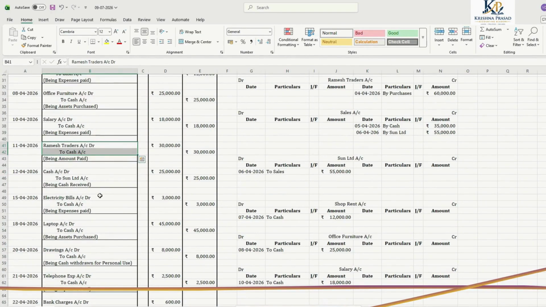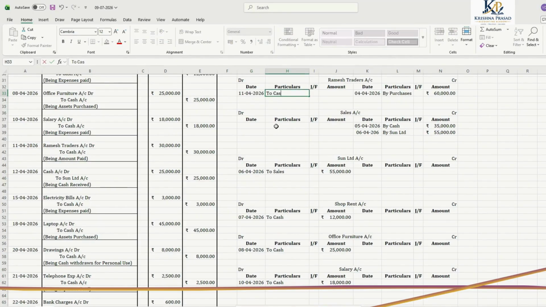Ramesh traders account data to cash account. We need to create Ramesh traders and cash. But unfortunately both the accounts are there, so we just need to post. Ramesh traders is on the debit side. In the Ramesh traders account, we need to enter the opposite account on the debit side. What is an opposite account? To cash 30,000.